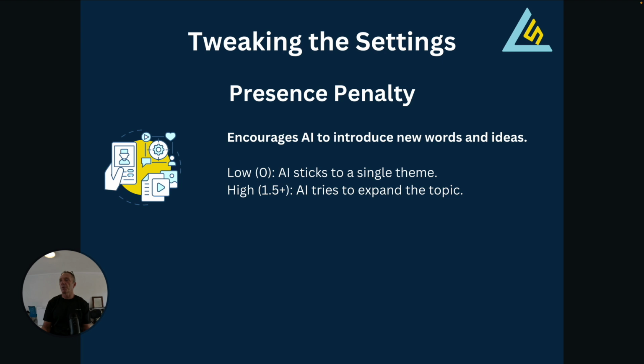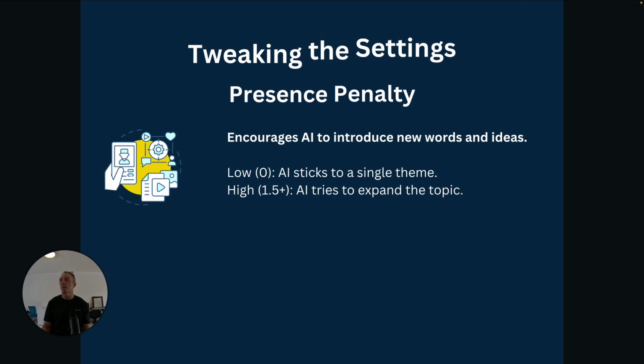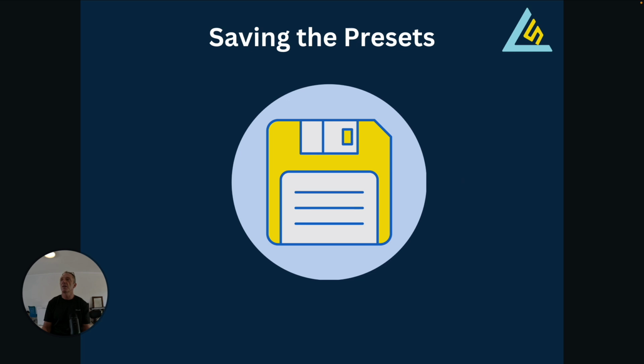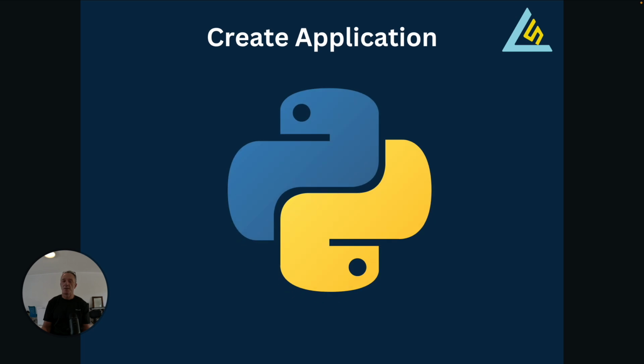And then we've got presence penalty, which is pretty similar to frequency penalty, to tell you the truth. It's just more about the AI coming up with new ideas. So again, that's another thing we can tweak, but we'll be having a look at this stuff very shortly, guys. And lastly, we'll go over saving the presets and creating the application. So let's get stuck in, guys.